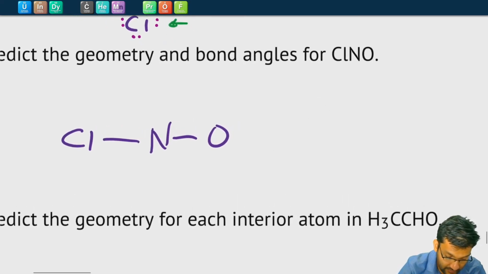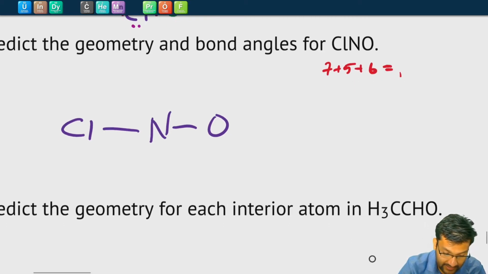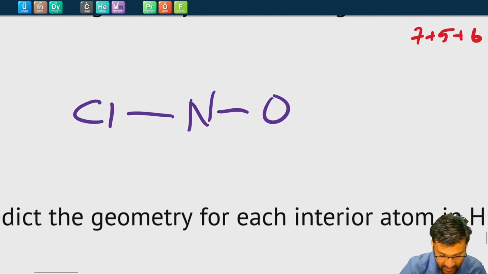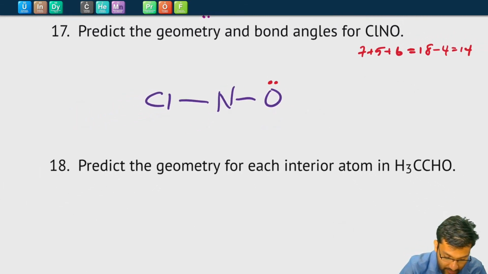And let's count valence electrons. Chlorine has 7, nitrogen has 5, oxygen has 6. 7 and 5 is 12, plus 6 is 18. But we need to subtract 4 for the 2 bonds, so we're left with 14, if my math is correct. So let's distribute those 14. Oxygen and chlorine are fairly equally electronegative, but I'll put them on oxygen first, so that's 6, 8, 10, 12, 14.